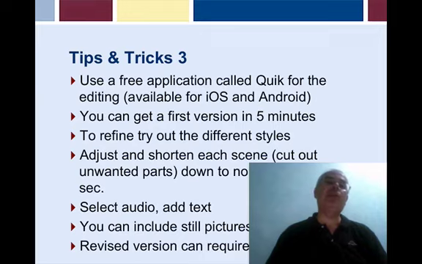You can adjust and shorten every scene, cut down unwanted parts so that every scene is no more than 10 seconds, possibly even less. Select the audio, select the music you want, and add some text. Don't forget you can also include still pictures in your video, and Quik will automatically animate them. A revised version can take you 2 or 3 hours of work.